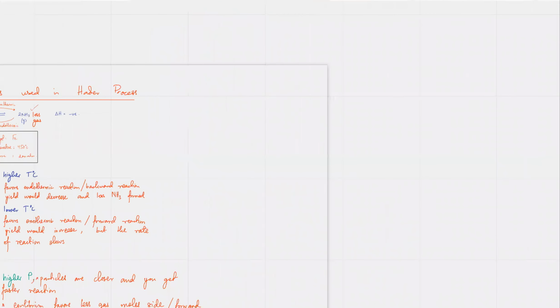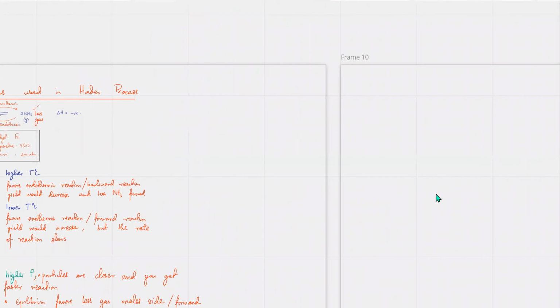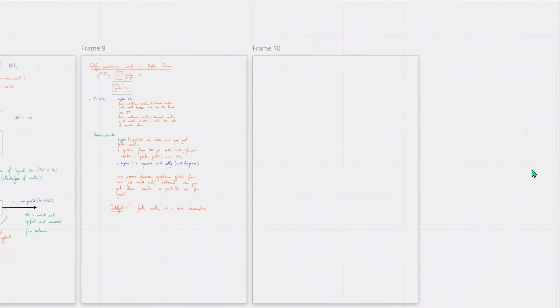So the next one is another process that has to be remembered mostly. This one is the contact process.